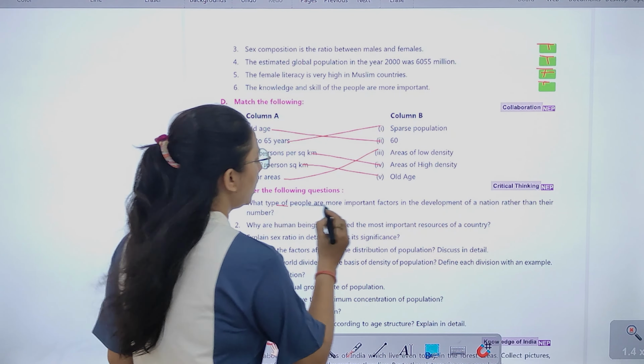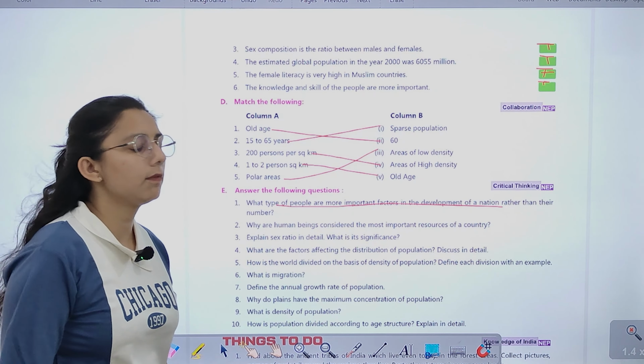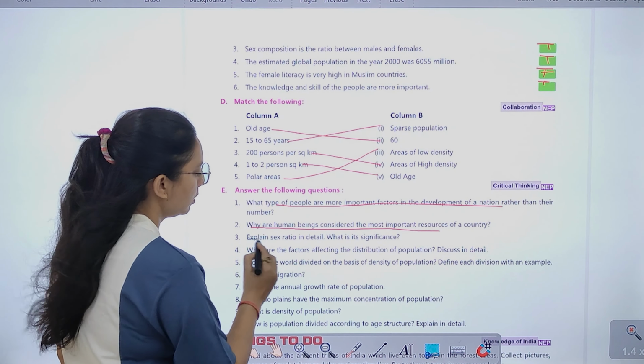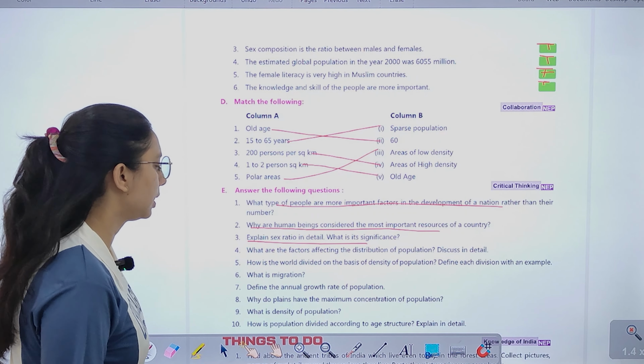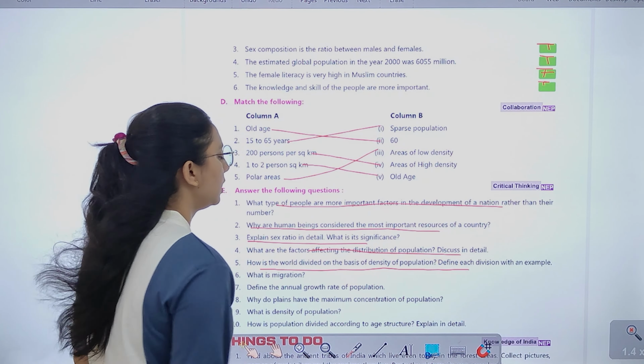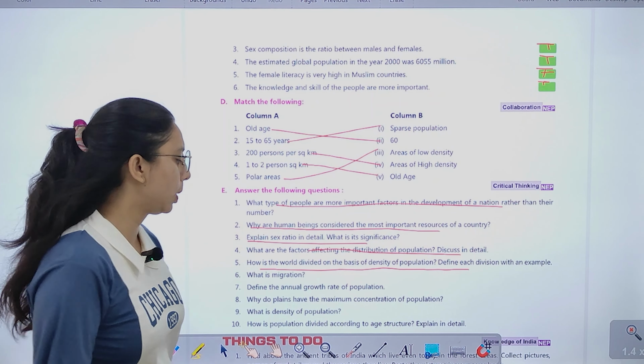Now answer the following. What type of people are important factors in the development of a nation? Why are human beings considered the most important resource? You have to explain the sex ratio in detail. Factors which affect the distribution of population. How is the world divided on the basis of density of population?